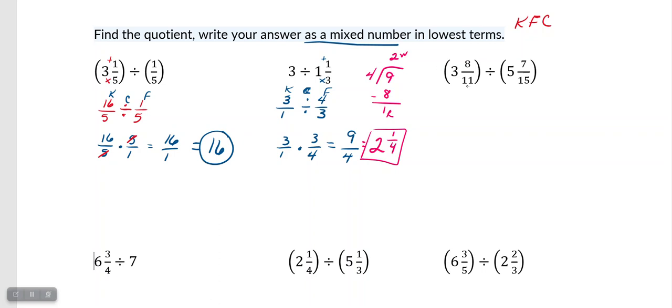The next problem has both mixed numbers. So I have to convert them both. So 3 and 8 over 11. Again, I'm going to do the denominator times the whole number plus the numerator. 3 times 11 is 33. 33 plus 8 is 41 over 11.